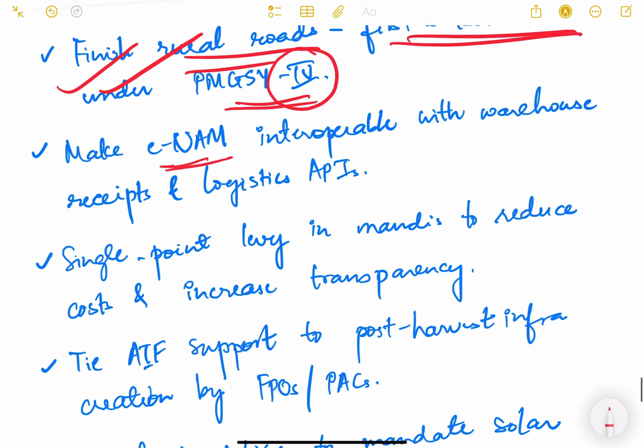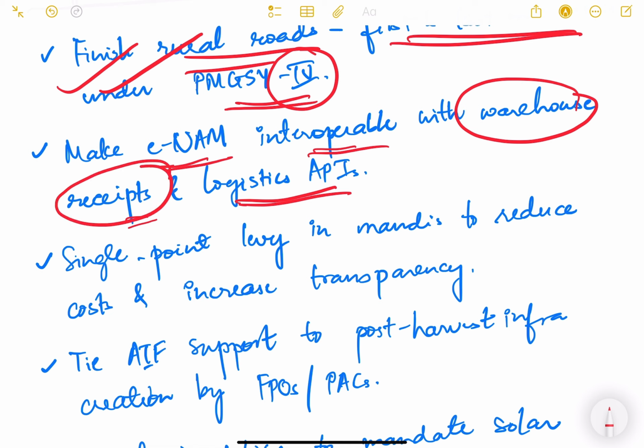Then we have to make ENAM interoperable with warehouse receipts and logistics API. Now what is this warehouse receipts? I'll explain to you in a very simple term. So say there is a warehouse, the government warehouse, a farmer comes. Okay, so the farmer says that I have 500 quintal of wheat I want to sell. He puts it in this warehouse. So he doesn't want to sell now.